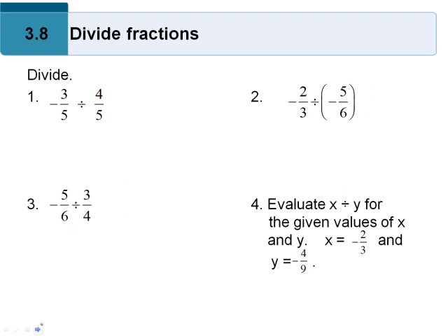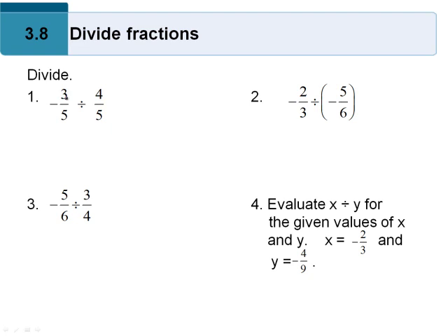Okay, so now we're going to look at dividing fractions. On number 1, we have -3/5 divided by 4/5. Remember, these denominators are the same, but you do not need like denominators when you multiply or divide. The only time the denominators have to be the same is when you add or subtract fractions.